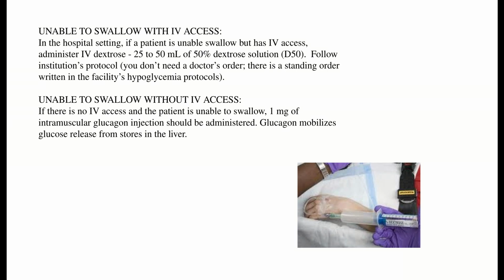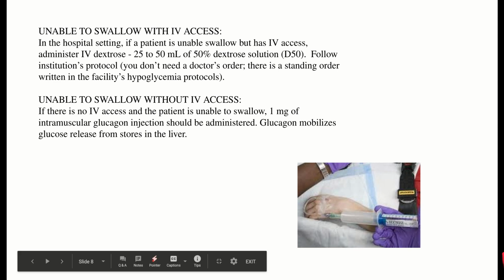If there is no IV access and the patient is unable to swallow, 1 milligram of intramuscular glucagon injection should be administered. Glucagon mobilizes glucose release from stores in the liver. This is how the D50 looks like.